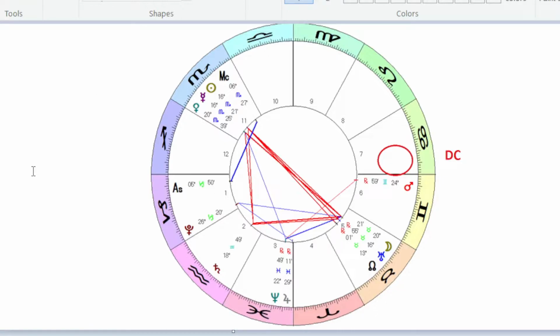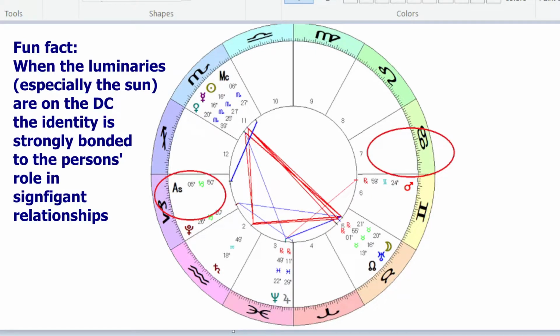So this is the sign that was setting. The interpretive significance of that is that this is the farthest sign away from you. This is going to be how you see other people, how you see people that are different than you. This is the sign of the partners, the 7th house, and the descendant is always going to fall into the 7th house.